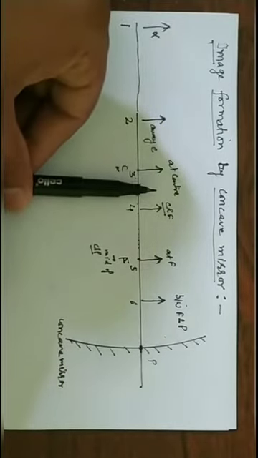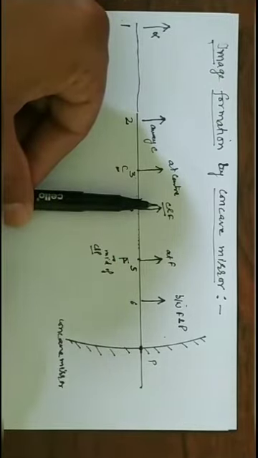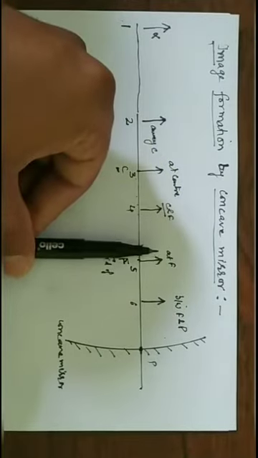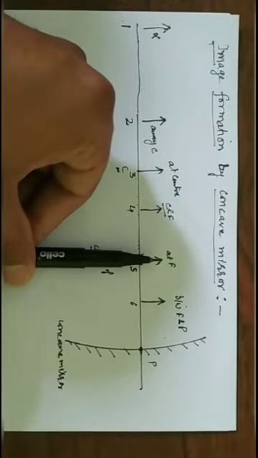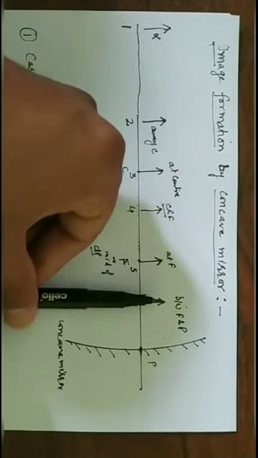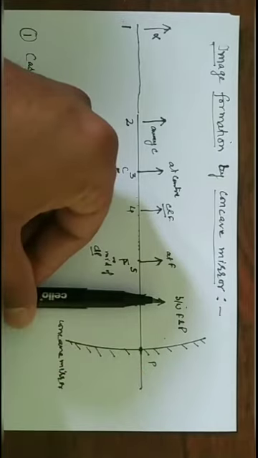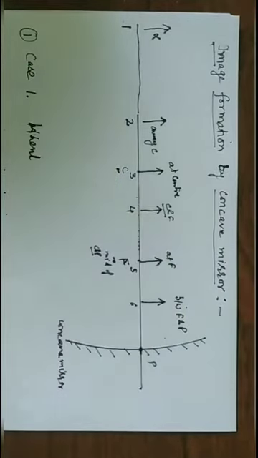Now bring it closer. Now it becomes between C and F. So this is our fourth case. Now bring the object closer to the mirror. Now it is at focus. So when the object is at focus, this is the fifth case. Now bring this object closer to the mirror. Then it is between F and P. This is our sixth case. So there are six cases where we can keep our object in front of a concave mirror. Let us discuss one by one.